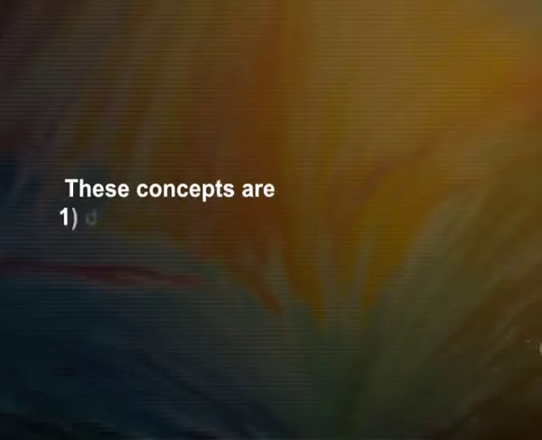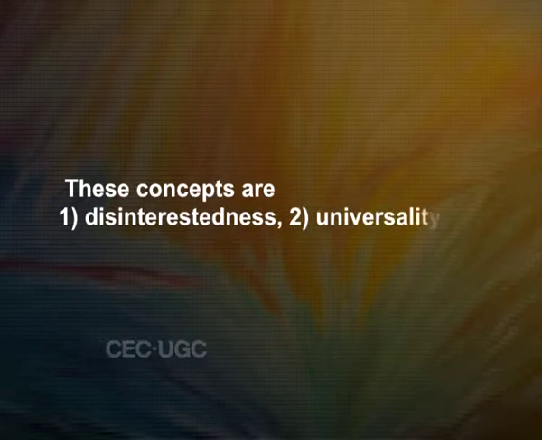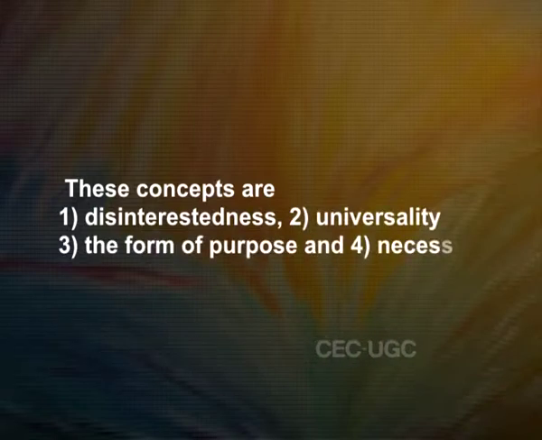These concepts are disinterestedness, universality, the form of purpose and necessity. The theory may be summarized as: a judgment of beauty is a disinterested, universal and necessary judgment concerning the pleasure which everyone ought to derive from the experience of form. In this theory, the concepts of disinterestedness, universality and necessity are primarily involved with the experiencing subject, but the 4th concept, the form of purpose, focuses on the object of appreciation.